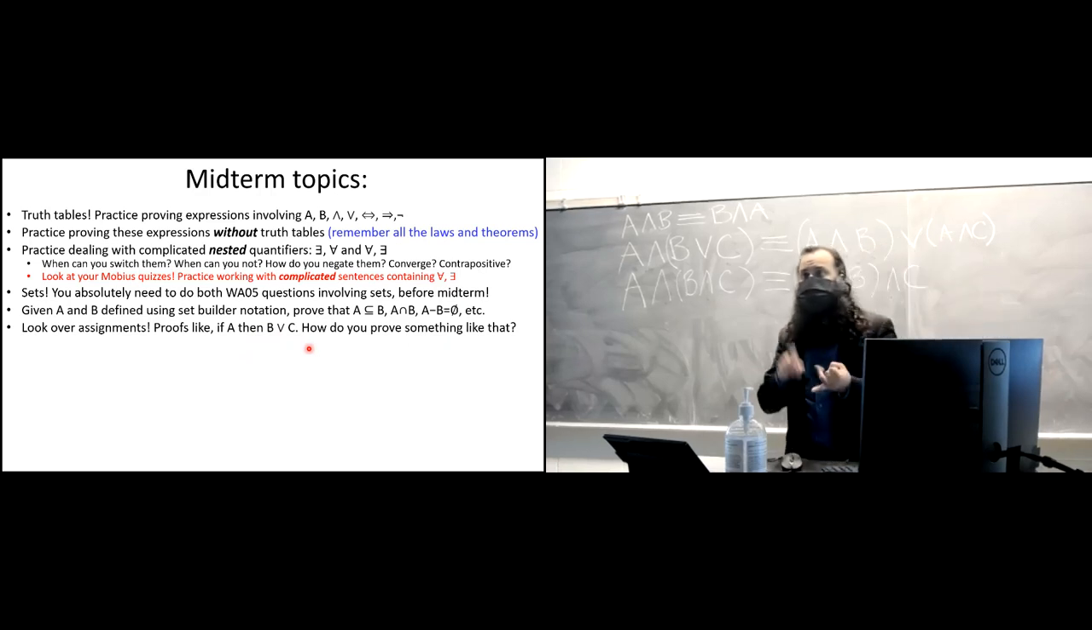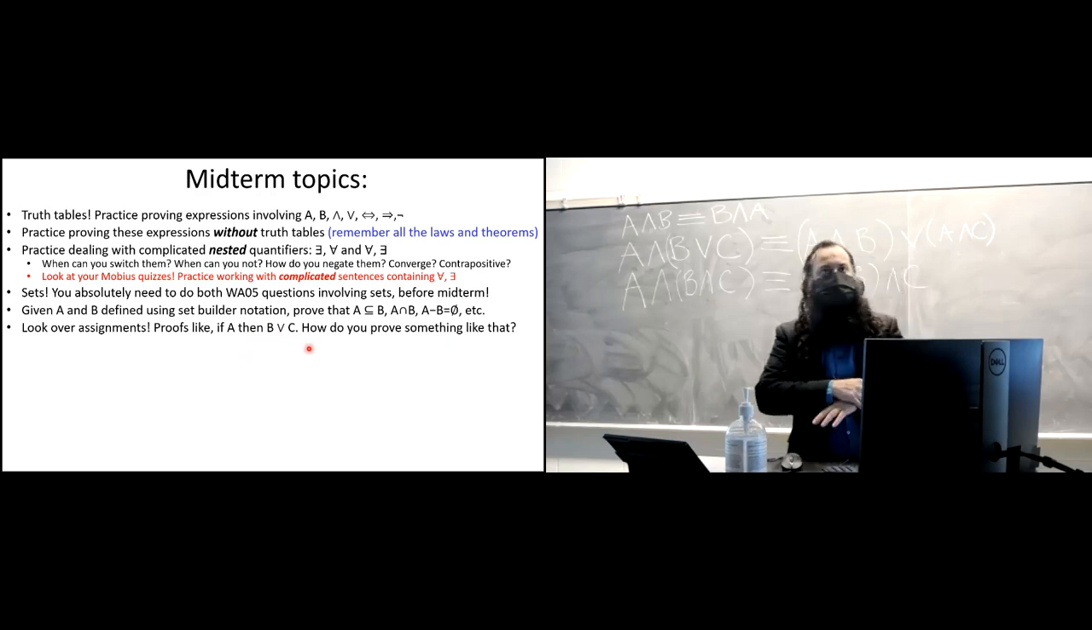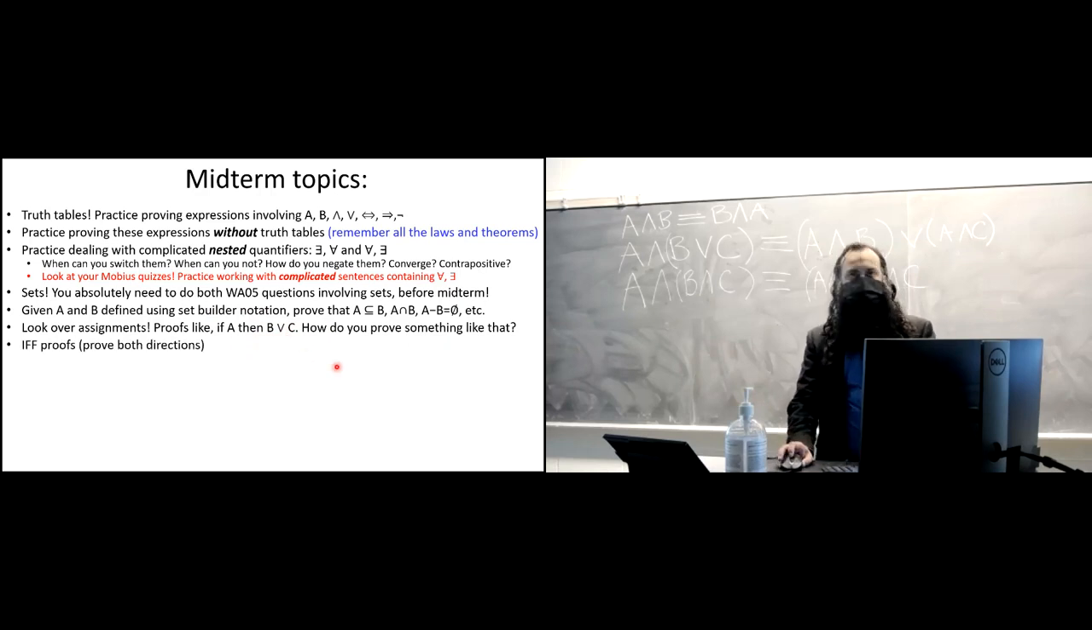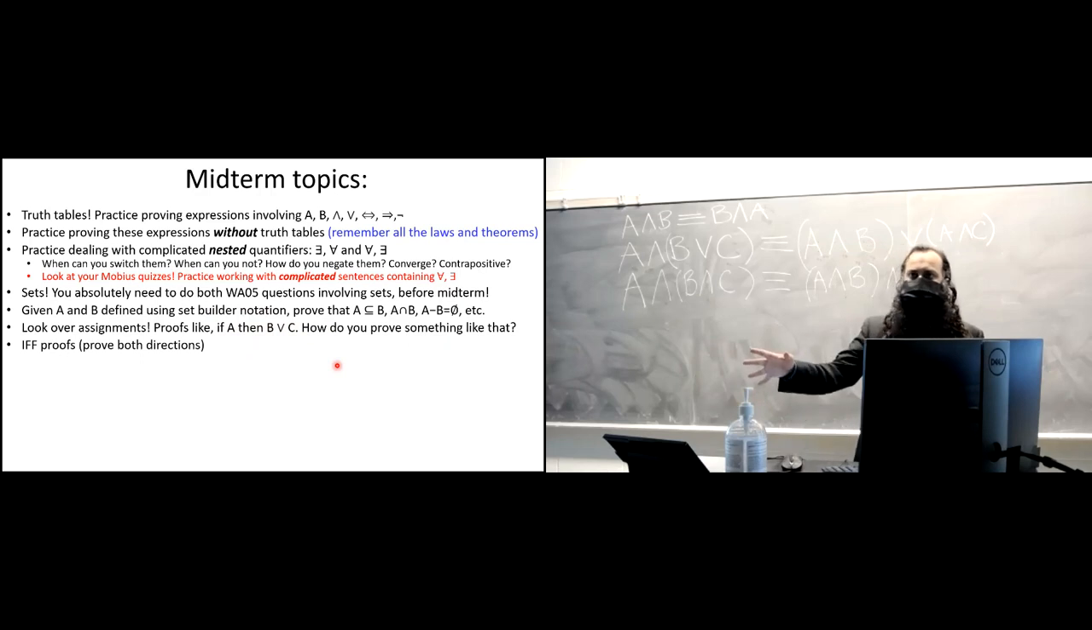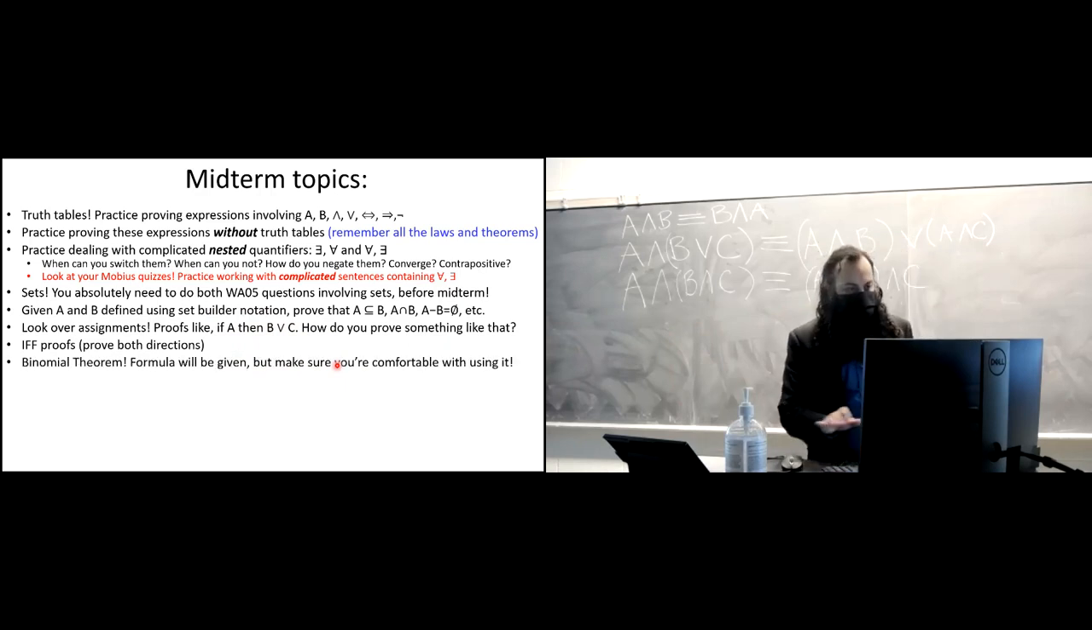You have to prove that A implies B, A implies D, A implies C, B implies C, B implies D. Do you have to prove all of those, or do you have to just prove some of them? You have to know which ones to prove. You really, really need to know this kind of stuff. If A, then B or C, you've got to be able to prove that thing really quickly. If and only if proofs, prove in both directions. Don't forget that. It's not enough to just prove that A implies B. B also has to imply A.